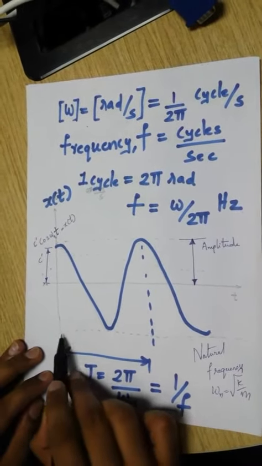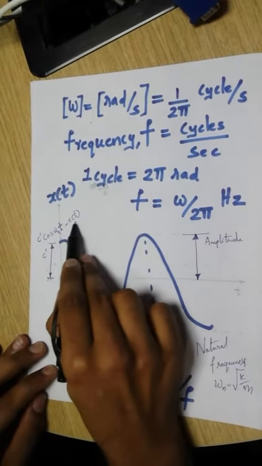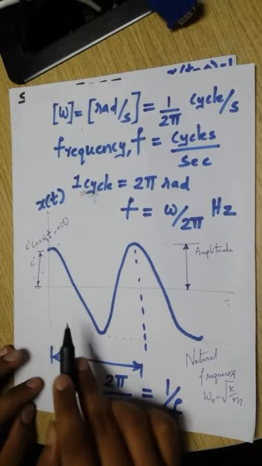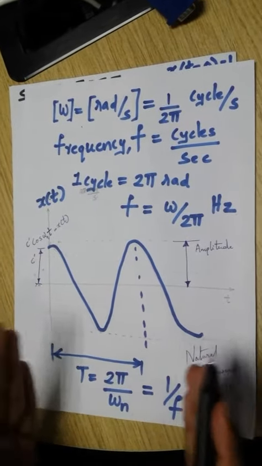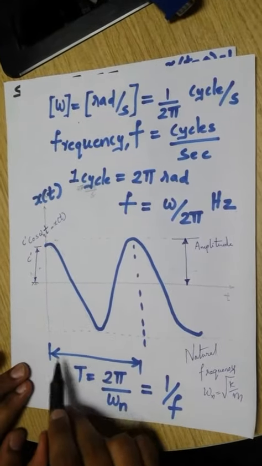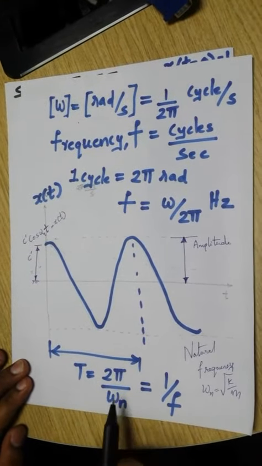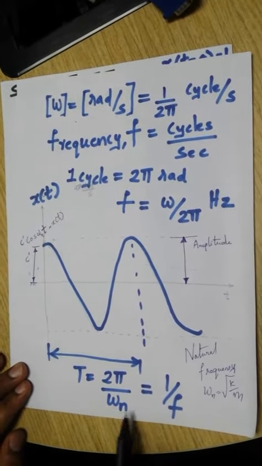Another thing is the response. This is basically called the response. The response is periodic, so it repeats after a finite time. That time is called the time period. Time period is given by 2 pi over omega n.